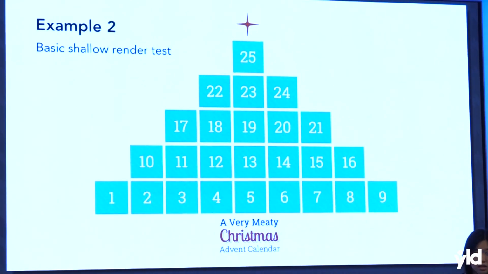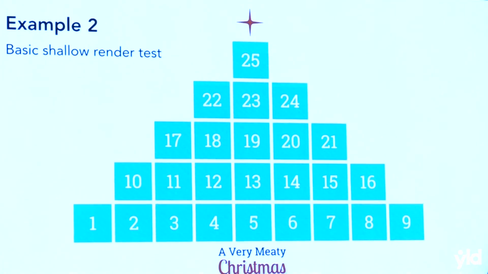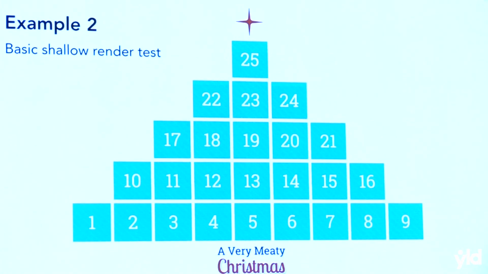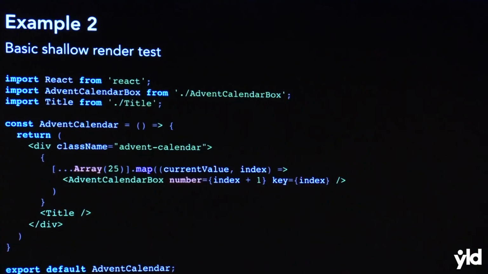Okay, so the second example is a basic shallow render. If you've used Enzyme before, chances are these are the most common types of tests you're going to be writing, using shallow. In this case, we're just going to start off with this version of the app. I just started building it. I just have a title and some boxes. And we are going to use shallow.